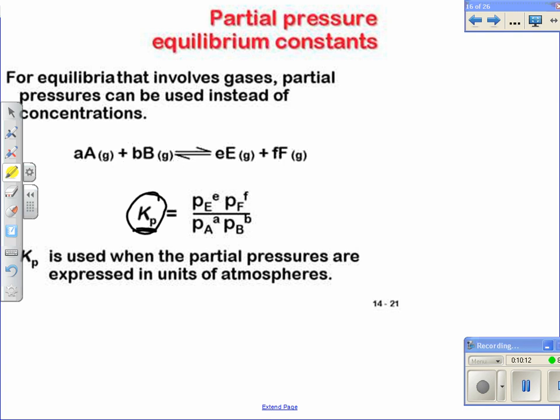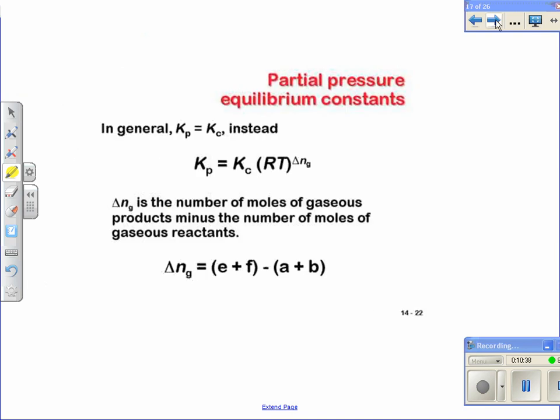Instead of using brackets, use P to represent pressure, with a subscript to denote whatever gas it is, and then your coefficients from your chemical equation, and that equals Kp. So if you want to use partial pressures, and they gave you atmospheres, it has to be in atmospheres, and they asked you to calculate your Kp, it's the same idea. Products still go on the top, reactants go on the bottom, you still use the coefficients.